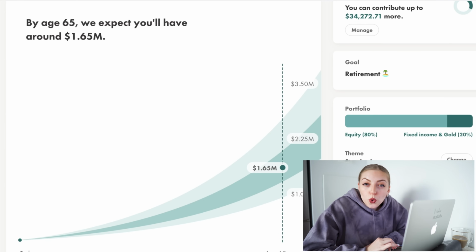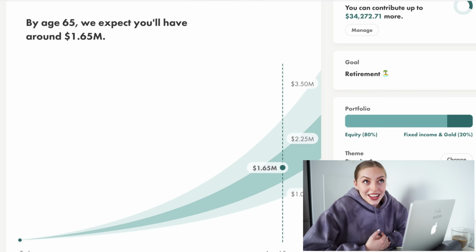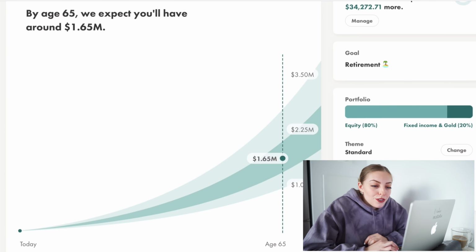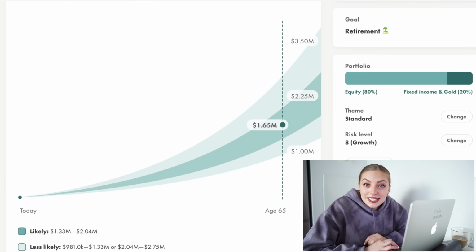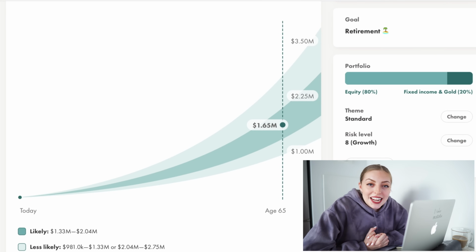It also shows you what the goal is that you set up your account for. So when I answered that setup questionnaire when I opened my account, I said that my goal was to invest in my TFSA until retirement. So it's a longer term goal. And it also shows what my portfolio makeup is. So I've mentioned before that I have it set as a growth account with 80% invested in equities and 20% invested in fixed income and gold.